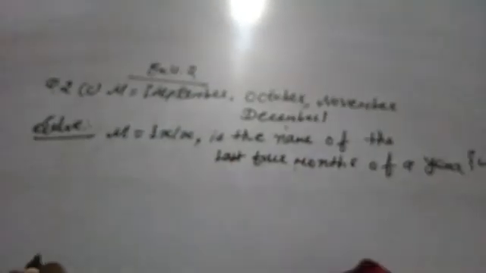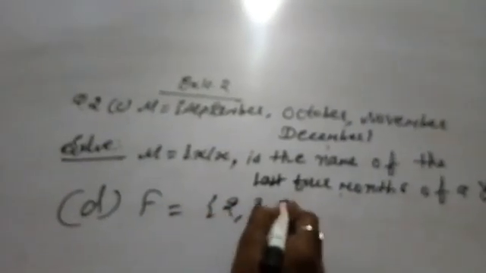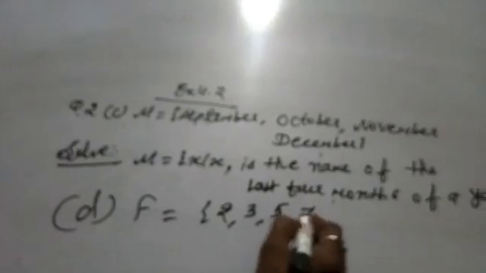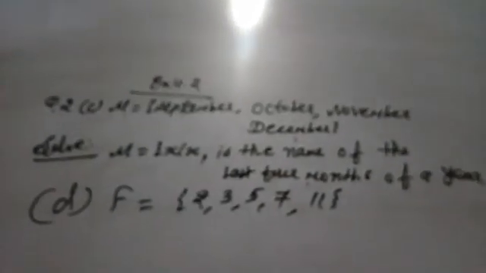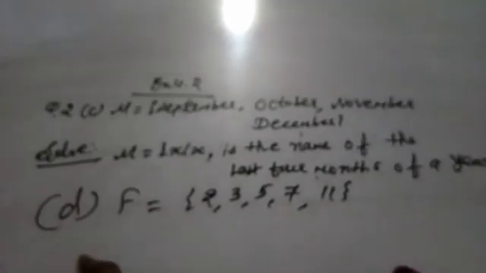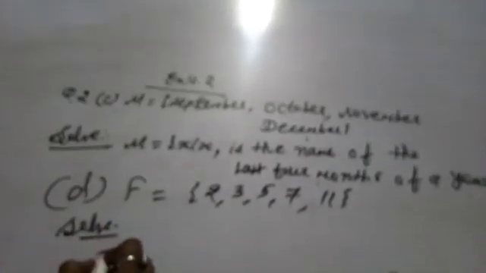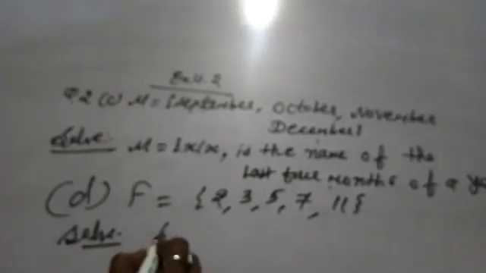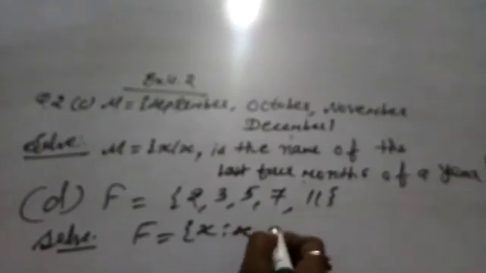Now one more is there, part D. Here set F is given and the elements of set F are 2, 3, 5, 7, 11. So in this one, when we are going to write all these elements in a set builder form, we can write here x such that x is a prime number.